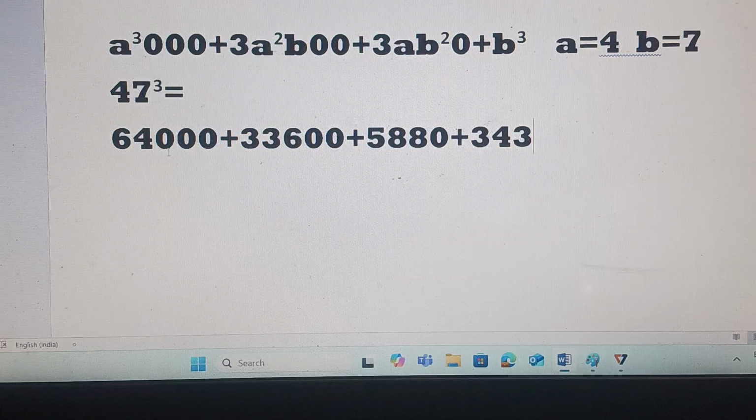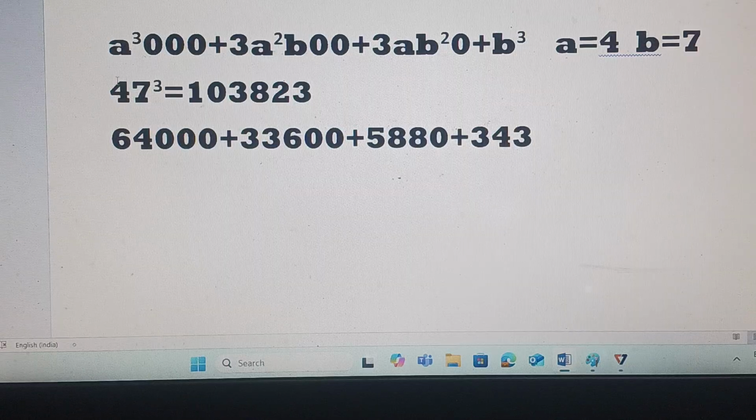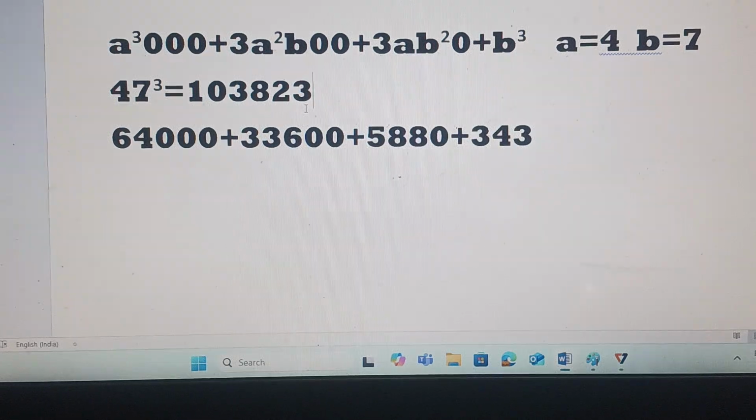So now we have 64,000 plus 33,600 plus 5,880 plus 343 is equal to 103,823. So there you have it. 47 cubed is 103,823. Now let's take a look at our second example.